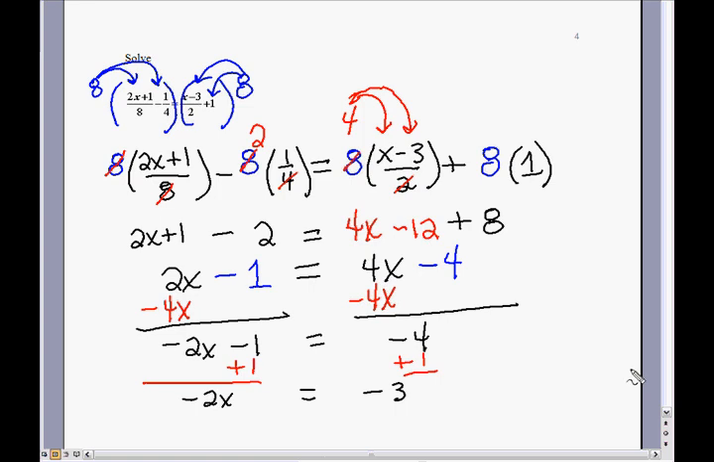X is still not alone. We're multiplying by negative 2. So I'm going to multiply by negative 1/2 to both sides of the equation. Cleaning that up, let's see what we get. We now have x is equal to a positive 3/2. 3/2 can be written as 1.5, but typically we just leave our fractions top heavy. We do reduce, but it's not too much of a problem to have the numerator being larger than the denominator.